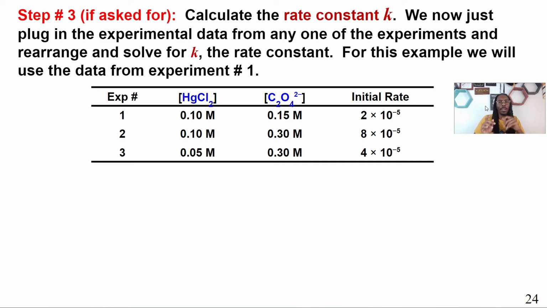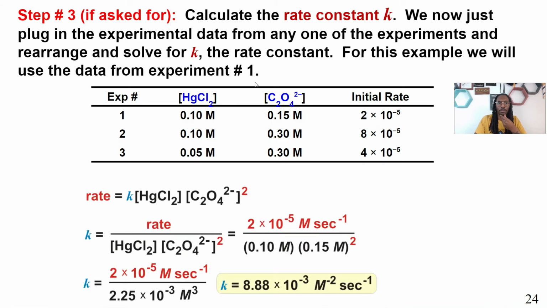Now, what if we had to calculate the rate constant? A shocker, right? No, it's not a shocker. We're all good here. If we need to find a rate constant, this is what we're going to do: we're just going to plug in our data from any of the experiments. It could be experiment 1, 2, or 3. Then we just have to do algebra and solve for our k, because k is the rate constant. So let's do this example. I'm going to use experiment 1, this data here, to solve for my k.